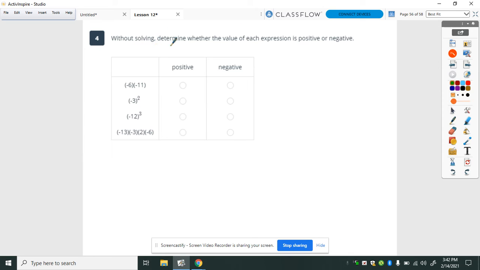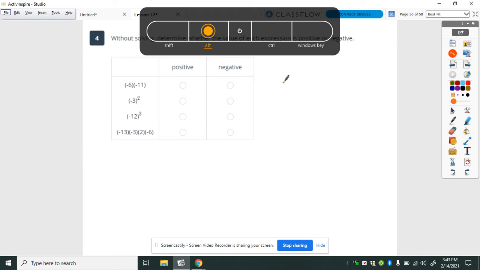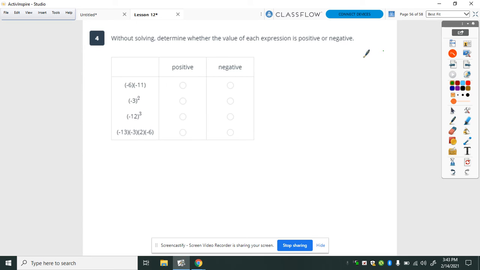Without solving, determine whether the value of each expression is positive or negative. I'm going to tell you one trick. Remember, an odd amount of negatives equals a negative. An even amount of negatives equals a positive. Pause this video right now and go answer number 4 in Edulastic.